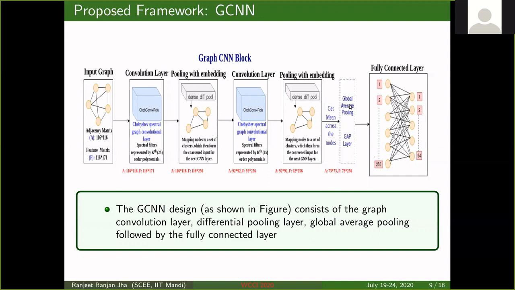Then we have a global averaging pooling layer that averages the values across the nodes, so that finally we get a 256 dimensional vector. And at last, we apply a fully connected layer, so that we get a 64 dimensional feature vector.